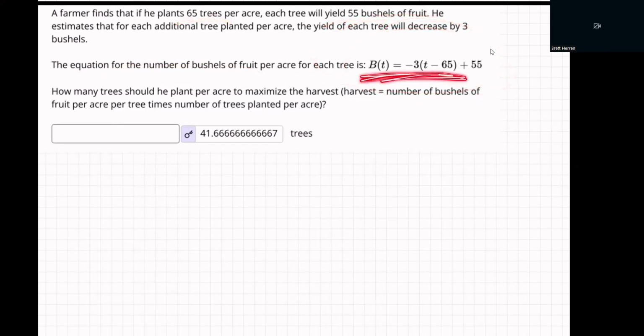Now that we have that formula, which is the relationship between bushels of fruit and number of trees you plant, so number of trees per acre and total bushels of fruit. Okay, well, I should say bushels of fruit per acre for each tree. All right, so how many trees should he plant per acre to maximize the harvest?